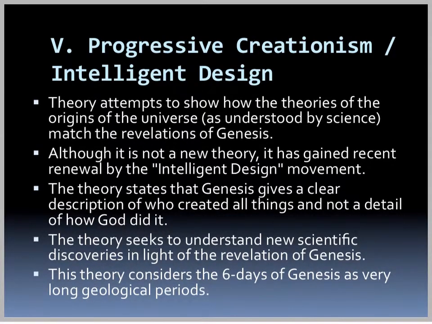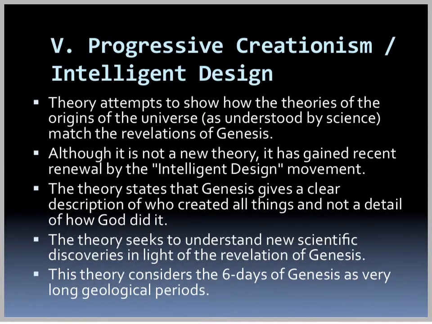The last is progressive creationism, also known more recently as intelligent design. And this theory attempts to show how the theories of the origins of the universe, understood by science, match the revelations of Genesis. Although it's not a new theory, it's really gained recent renewal with this whole ID movement. The theory states that Genesis gives a clear description of who created all things and not of how God did it. And it seeks to understand new scientific discoveries in light of the revelation of Genesis.